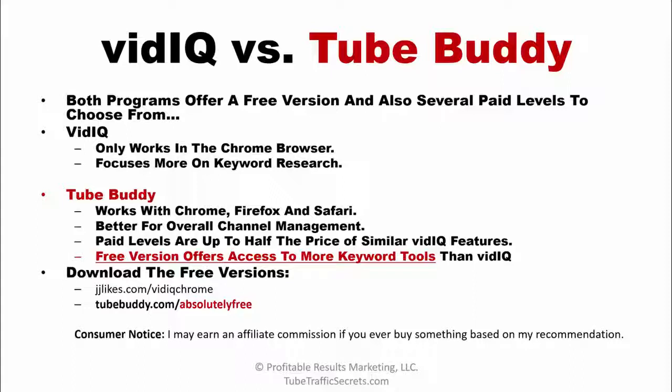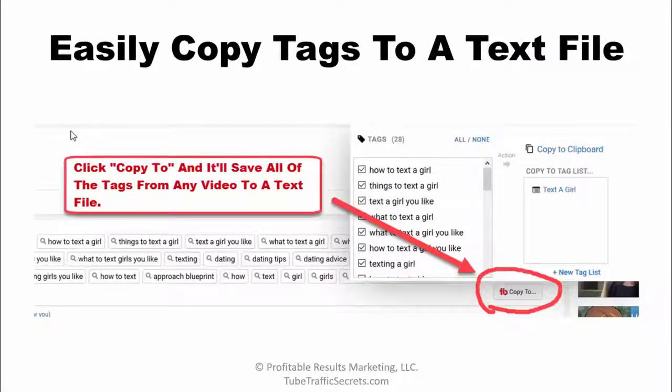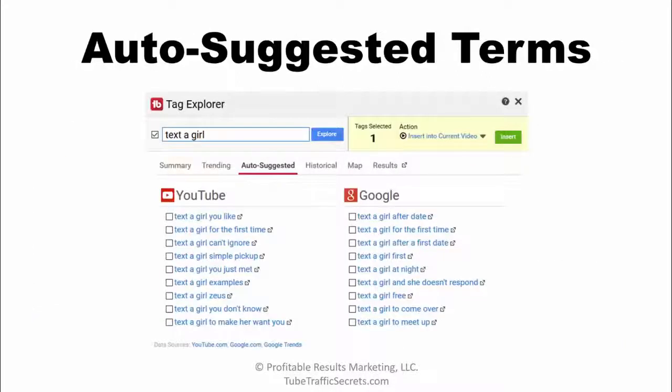But let's go ahead and take a look at how you can use these tools to help automate the entire process. Now, here's a way to easily copy tags to a text file. Well, TubeBuddy allows you to do so, because as you're watching someone's video, not only will they show you the tags that that specific video is using that YouTube is actually hiding from you, TubeBuddy will show you all the tags that each video is using, and if you want to, you can click that little button below the tags that says copy to, and they will actually save those tags to a text file for you.